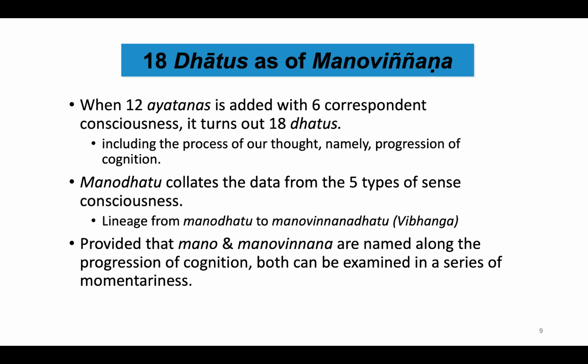Provided that Mano and Manoviññana are named along the progression of cognition, both can be examined in a series of momentariness. So one step, when the sense organ contacts the sensible object, it generates Mano Dhātu. The next step, this Mano Dhātu becomes the object of mind, Mano, then Manoviññana Dhātu is generated in the next moment. So, Mano Dhātu and Manoviññana Dhātu can be examined in a series of momentariness.